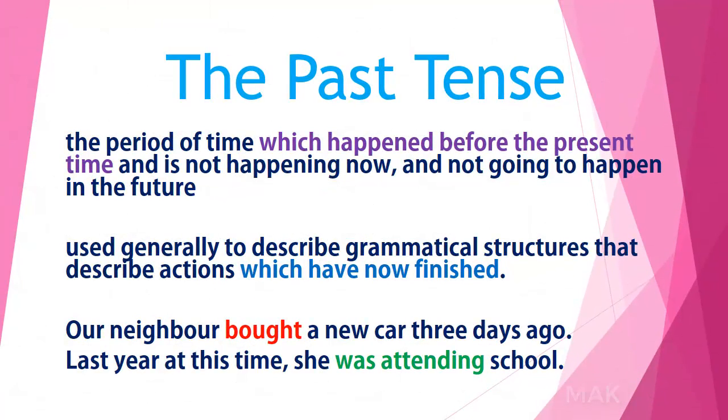The past tense: the period of time which happened before the present time and is not happening now, and not going to happen in the future. Used generally to describe grammatical structures that describe actions which have now finished. The sentences our neighbor bought a new car 3 days ago and last year at this time, she was attending school are all in the past tense.